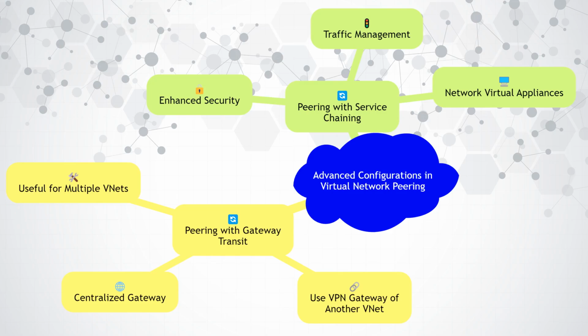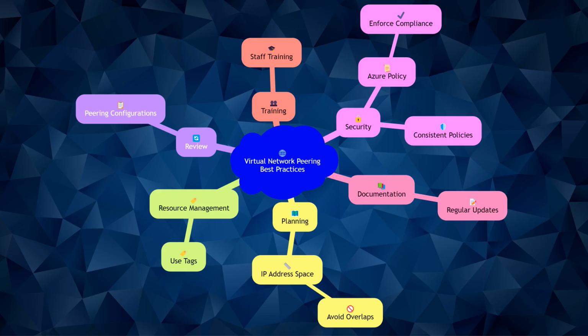Advanced configurations in virtual network peering include setting up peering with gateway transit, which allows one VNet to use the VPN gateway of another VNet. This is useful for scenarios where a centralized gateway is needed for multiple VNets. Additionally, configuring peering with service chaining enables traffic to flow through network virtual appliances, providing enhanced security and traffic management capabilities.